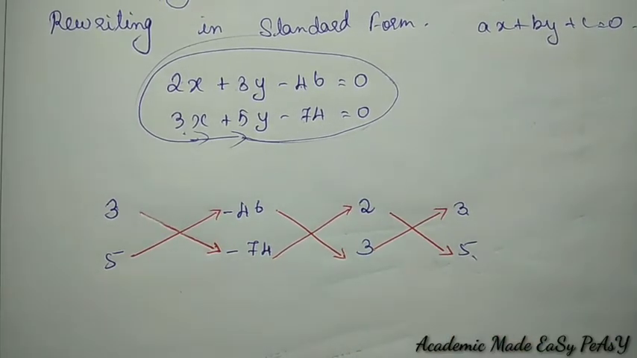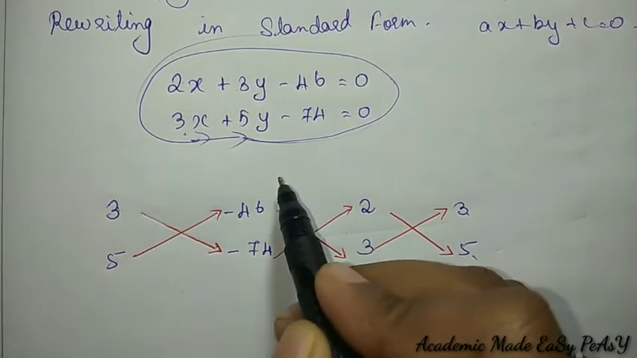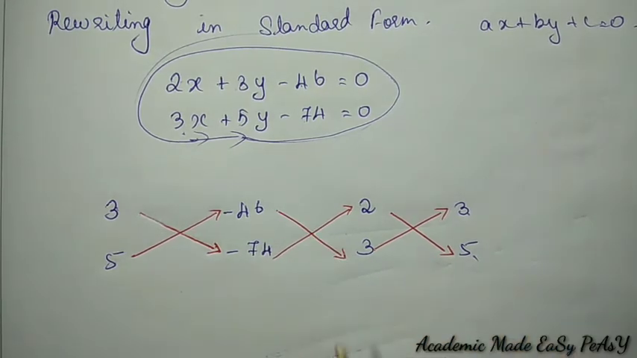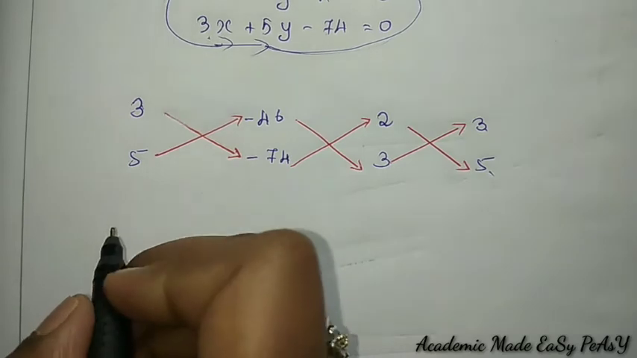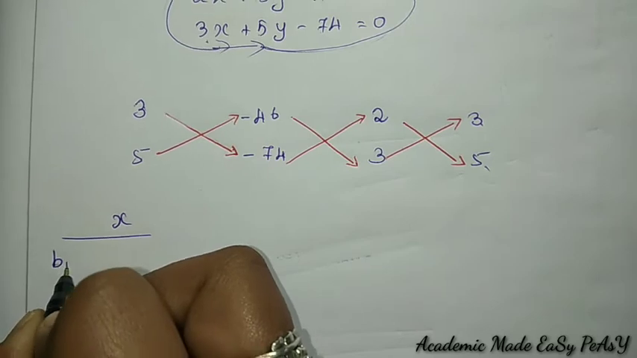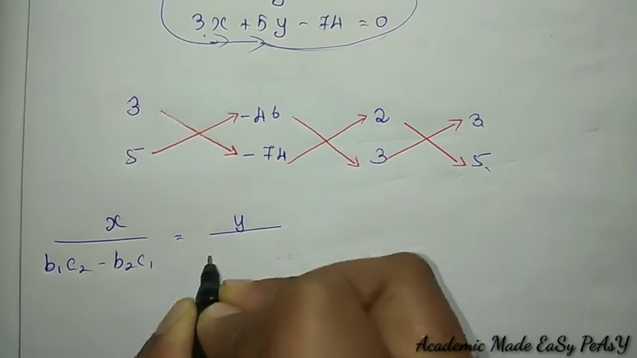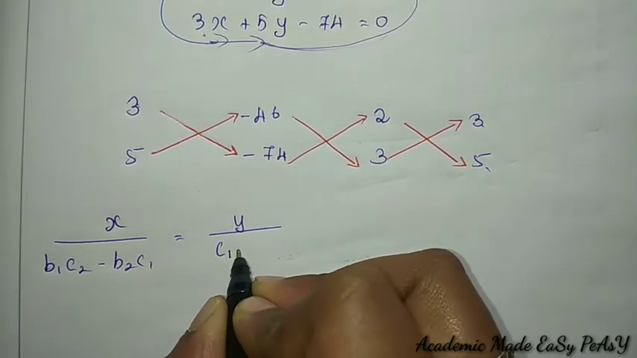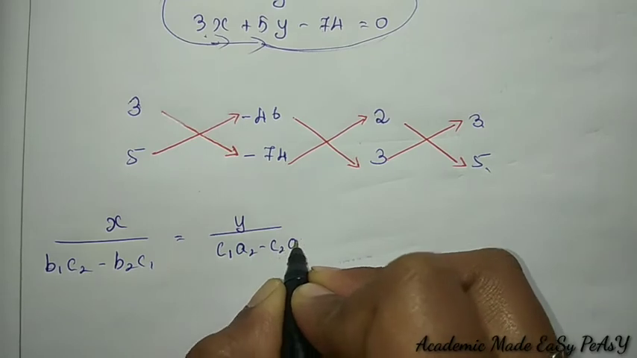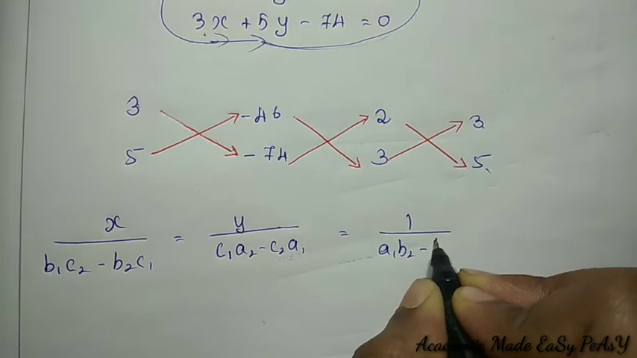So that's it. This is the important diagram that you have to know for this sum, that is cross multiplication. Cross multiply means we are exchanging and multiplying, crossing. This is the cross that we will be using in order to multiply and get the value of x. So the formula is x divided by b1c2 minus b2c1 is equal to y by c1a2 minus c2a1 is equal to 1 by a1b2 minus a2b1.